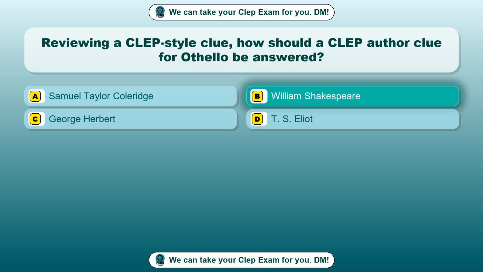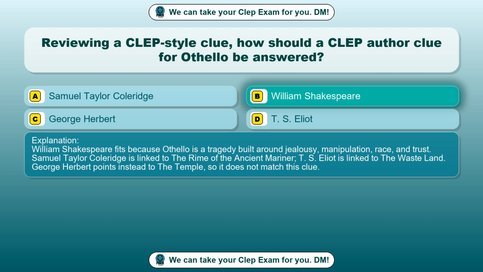William Shakespeare. William Shakespeare fits because Othello is a tragedy built around jealousy, manipulation, race and trust. Samuel Taylor Coleridge is linked to The Rime of the Ancient Mariner, T.S. Eliot is linked to The Waste Land. George Herbert points instead to The Temple, so it does not match this clue.